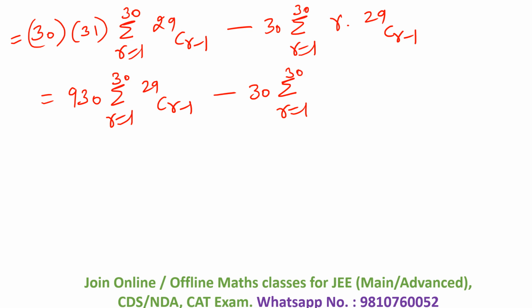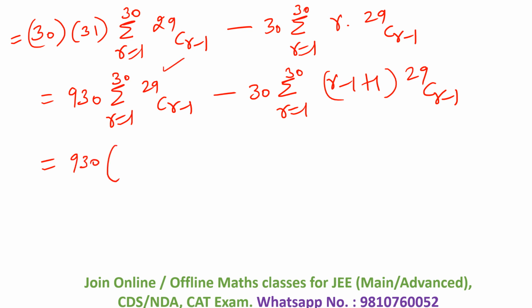Now students, this r I am writing as r minus 1 plus 1, into 29C(r minus 1). Fine. Now we know that summation r varying from 0 to n, nCr is equal to 2 to the power n. That means the third formula. So if you look carefully and expand this summation, what you are going to get? You will be getting 29C0 plus 29C1 plus 29C2 and so on till 29C29. So that means this can be written as 2 to the power 29.